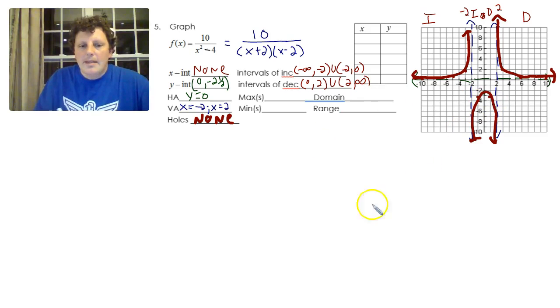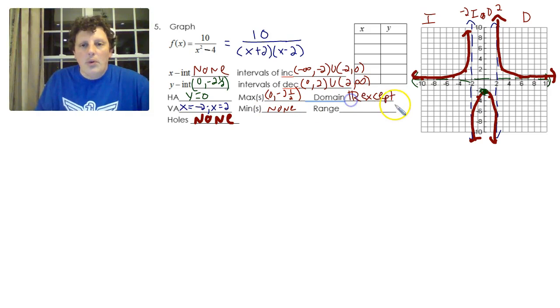There is a local maximum right here that, in these examples, is kind of working out to be a y-intercept. That is not always the case, so don't think that that's always the case, but we tend to have that happening here. So that's going to be a maximum at (0, -2.5). There is no local minimum.